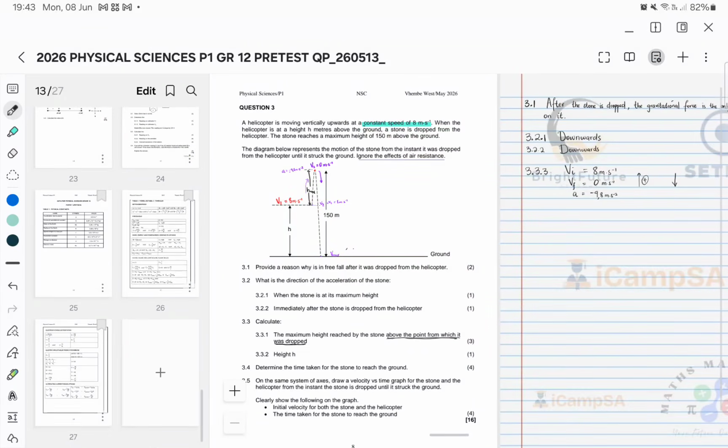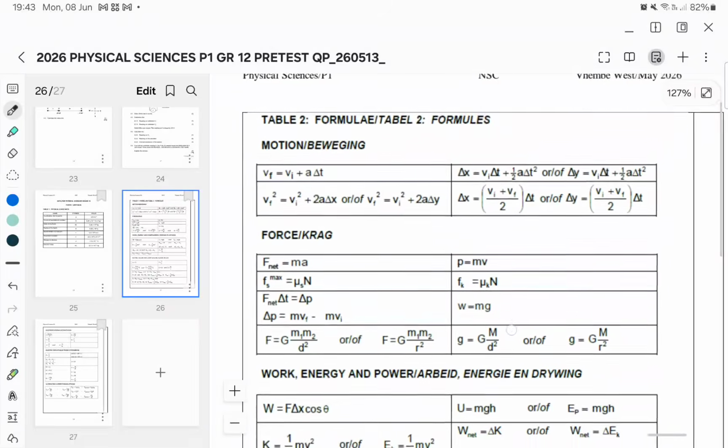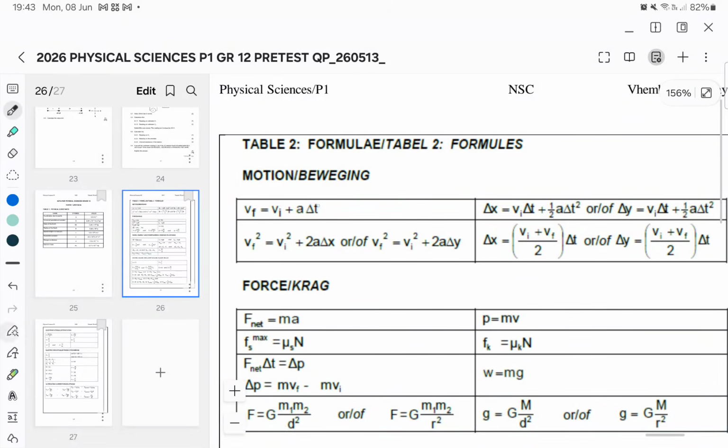We can find it if we check our formula sheet. This one won't work because it has time. We don't have time. Also, it doesn't have displacement or delta y or delta x. This one, yes, we have this, we have that, we have a. Okay, this one will work. Let's use this one. But since we are talking about vertical, we'll use delta y.